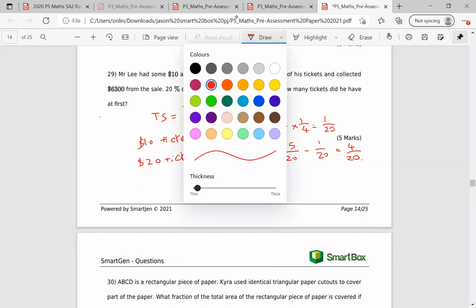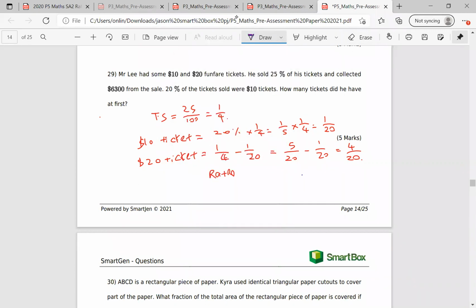So let me change my colors to indicate. We have $10 tickets to $20 tickets. The ratio will be 1 unit for this and then 4 units for the $20 tickets. So we can do quantity and value here, whereby we have the value, which is $10 and $20, and the number of tickets is 1 unit and 4 units.